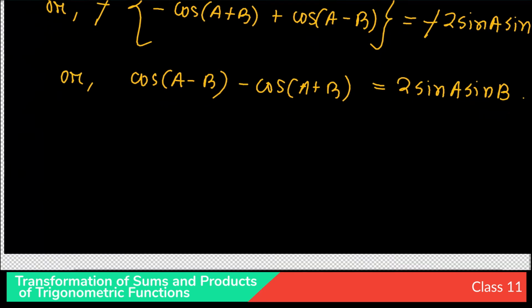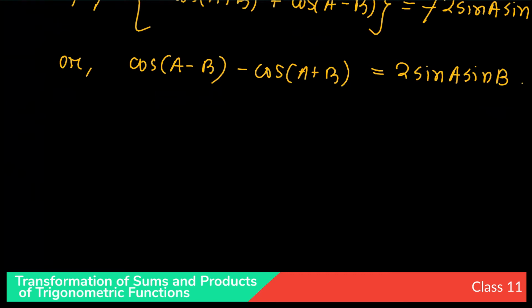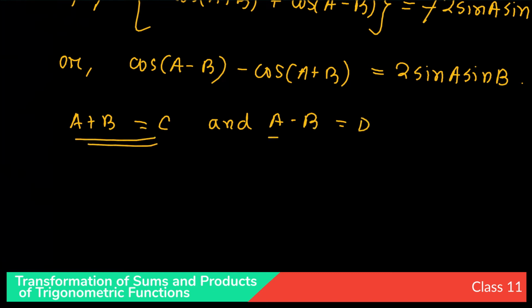Now if we want to simplify this again, then we can write in place of A plus B and A minus B another angle or another alphabet. So if I consider here, listen to this carefully, A plus B as C and A minus B is equal to D, okay. So I have considered that A plus B is equal to C and A minus B is equal to D.